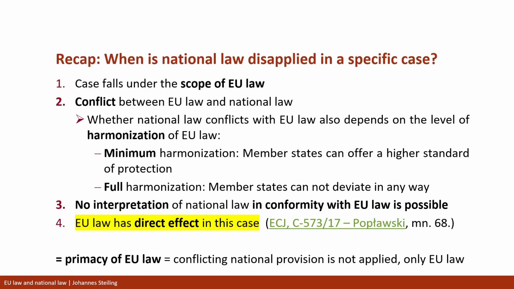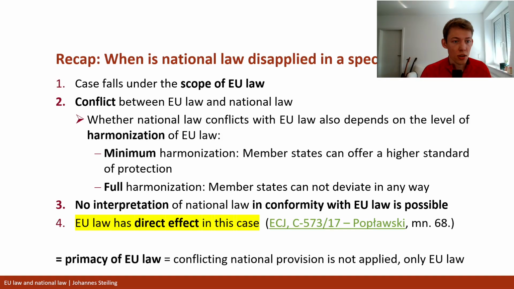Then we need a conflict between EU law and the national law, which depends on the level of harmonization and the level of adaptability that the member states have. Then, if that conflict is actually there, we need to try to resolve it through interpretation. This is one of the principles of primacy. We need to try to interpret the national law in conformity with EU law. And only if this is not possible, because it would go against the wording or there is just no national provision we could really apply, then we can apply EU law.